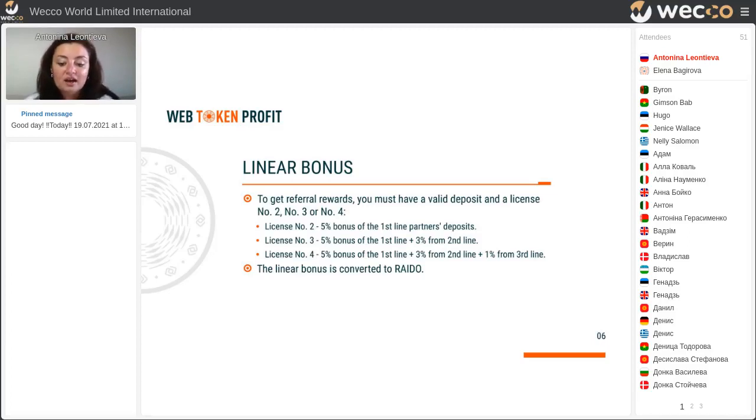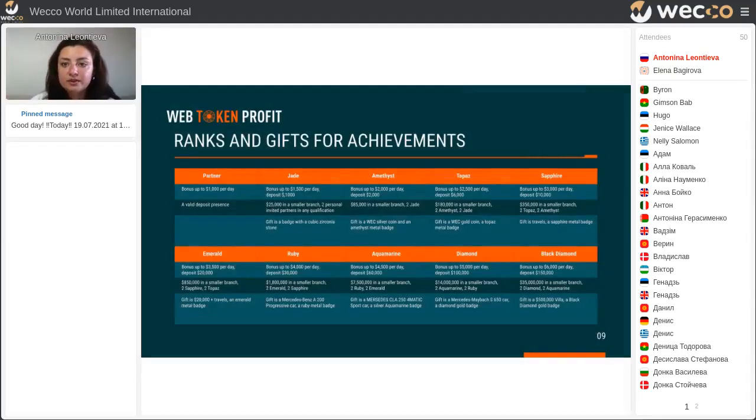And if you are active and you have a big team, of course you will get different ranks, and of course you will get different gifts for achievements. And by the way, you can see this in this picture. Each member's success in binary network activities is qualified by a ranking and reward system. In this picture you can see all the gifts which you get when you achieve any rank. I think it's very cool.